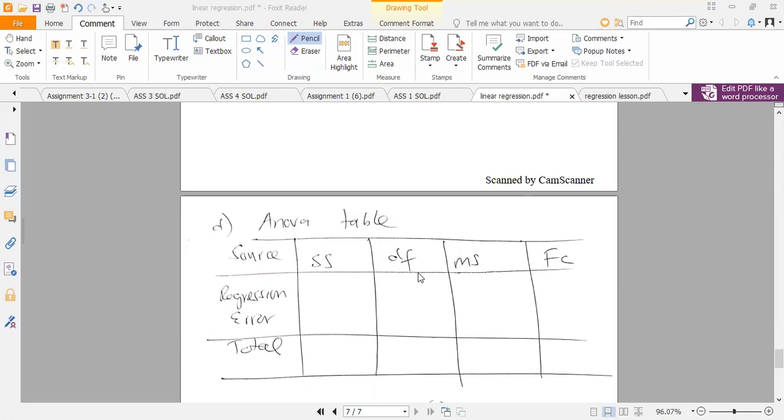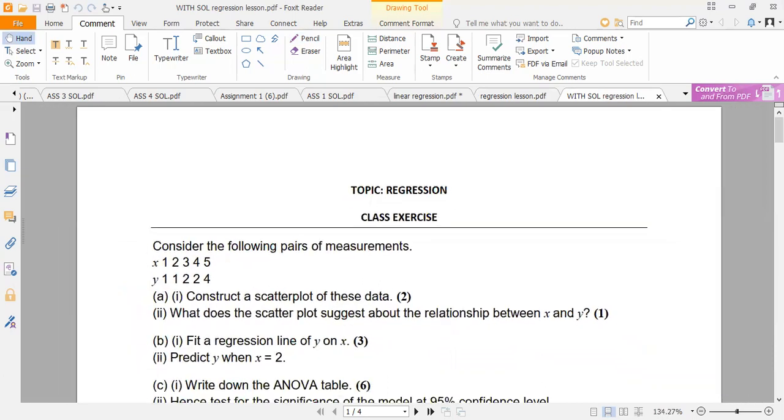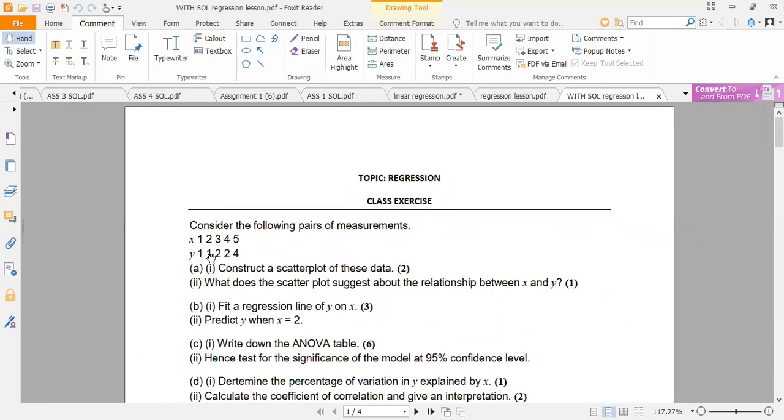So we are being asked to do a regression. A regression, like we said, is mainly used for 2 variables or more. If there are 2, we call it linear regression. If there are more, we call it multiple regression. So we're actually answering this question here.